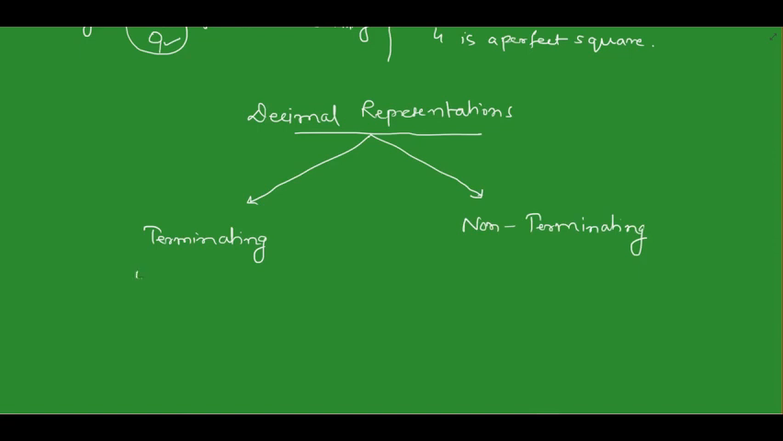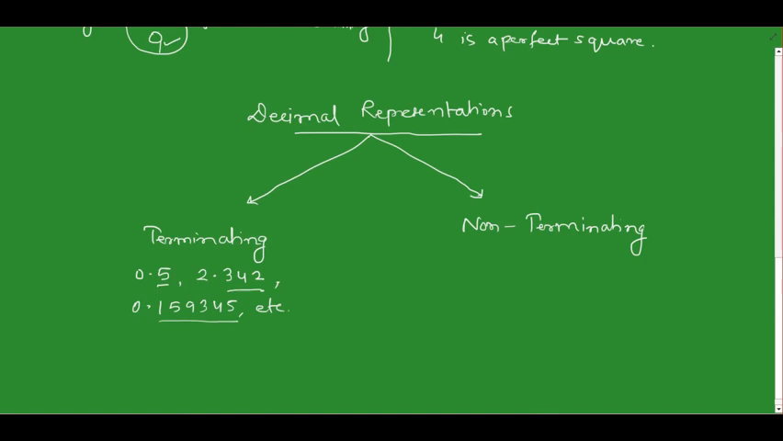In terminating decimals, like if we are writing 0.5, you have to observe the decimal part. If it has a finite number of digits, that means countable, like 0.5, or 2.342, or 0.159345, etc. If you look carefully, the first number has only one digit in the decimal part, here there are 3, here 6, but they are countable. It is not endless, it ends, meaning it terminates. Terminate means to get an end. So these are terminating decimal representations.